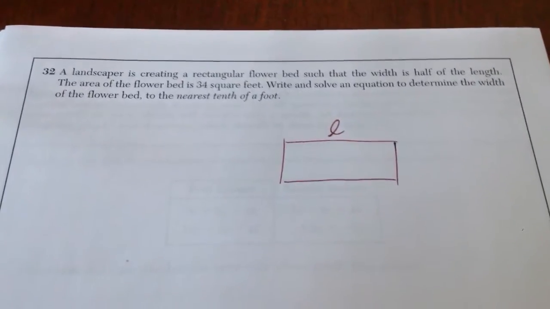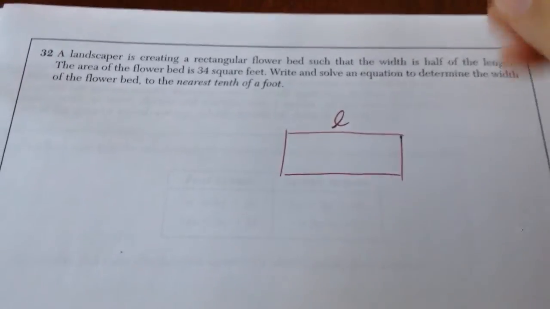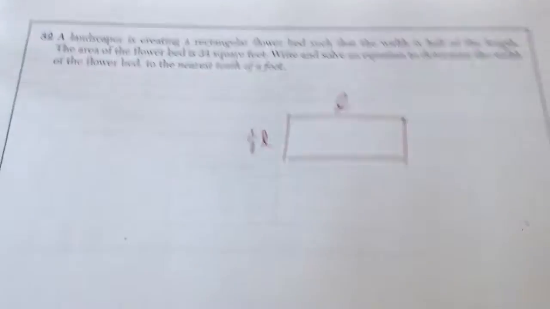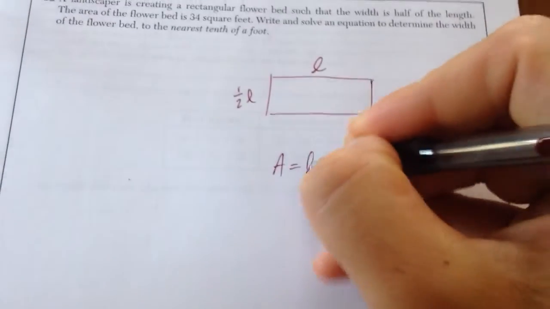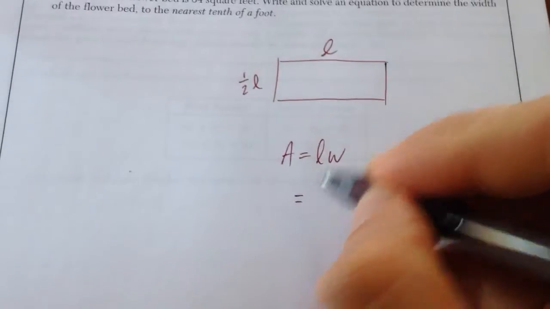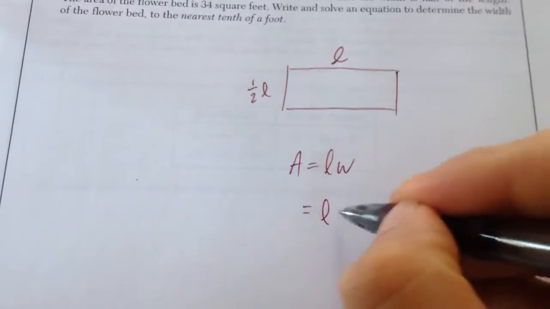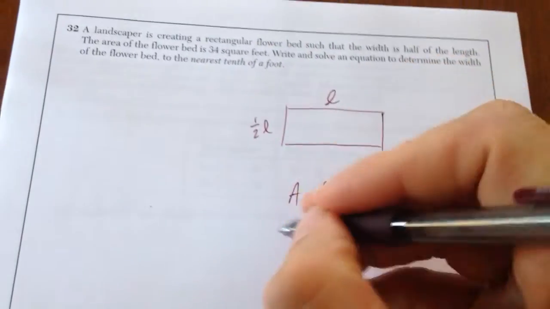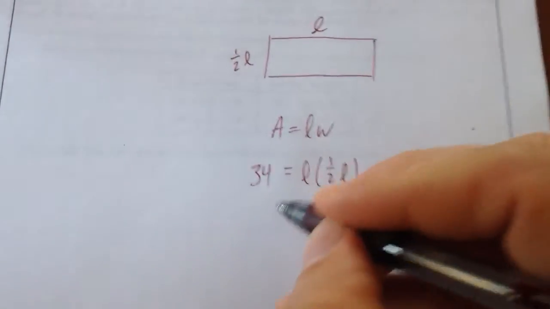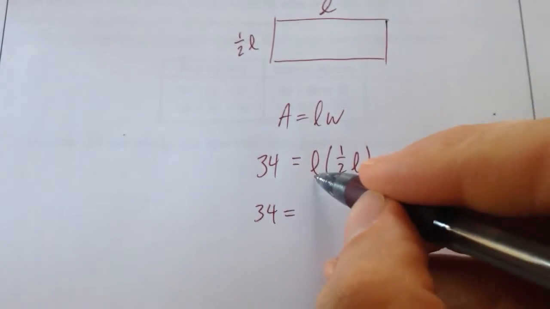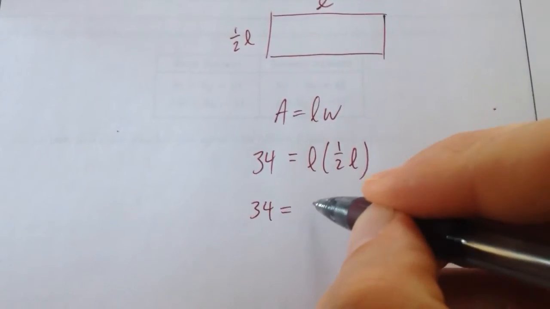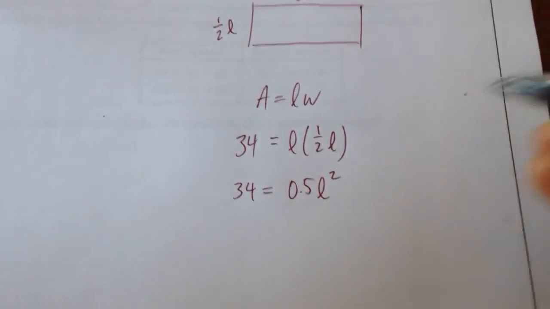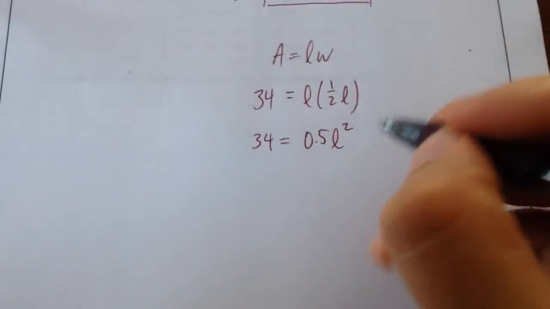A landscaper is creating a rectangular flower bed such that the width is half the length. If my length is L, then the width is 1/2 of L. To find the area, remember we're doing length times width. The length is L, and our width is 1/2 L. We know that the area is 34 square feet. So what I'm going to do is then say L times 1/2 is basically, I'm going to call it 0.5 L squared.